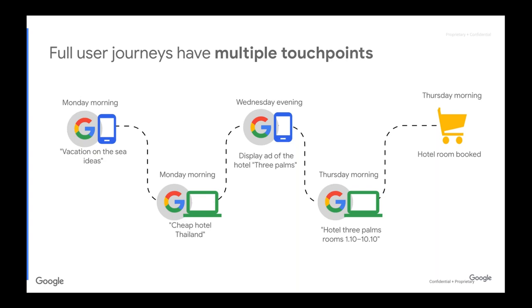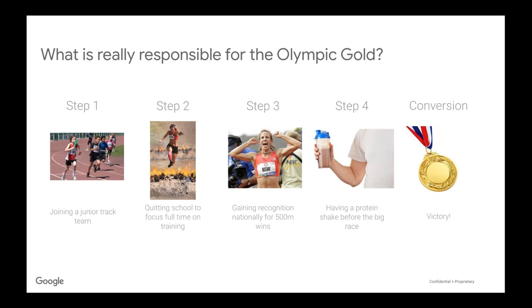So let's have a look at another example to make it even more clear. In this slide, we can see a recap of the different steps it took to win an Olympic medal. All these steps play a role in the victory. But when we select an attribution model, we are basically telling the system to identify which steps should be considered more relevant. And as we can imagine, we cannot attribute the Olympic gold just to a protein shake before the big race, which is what we're doing when we select last click as the attribution model.